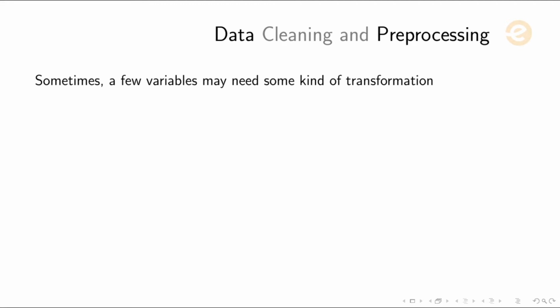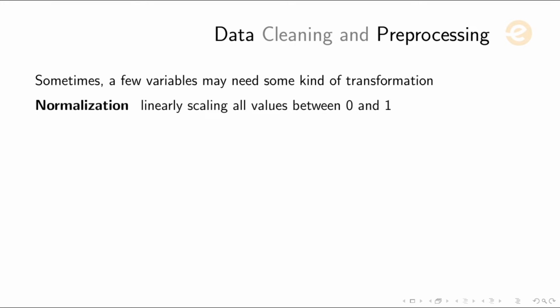Now, there are sometimes a few transformations that are necessary for the data. The first and the most common transformation is normalizing. Normalizing means scaling all the values between 0 and 1. That can be done with the help of this formula, where you subtract the minimum value of a variable and then divide by the range.